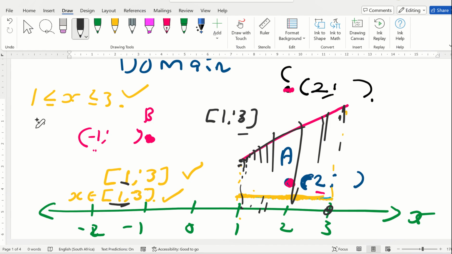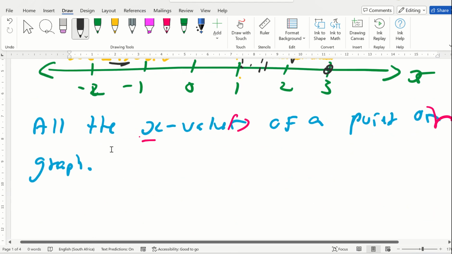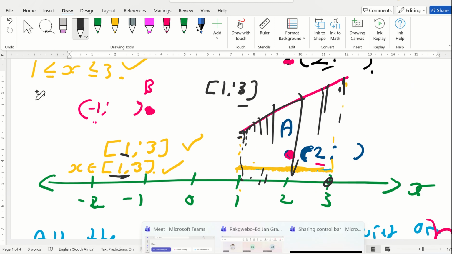So it's got nothing to do with how the graph looks, or if it's curvy, or slanted, or flat. We just focus on the x coordinates. Why? Because a domain is just all the x values of a point or graph. Nice, I get.